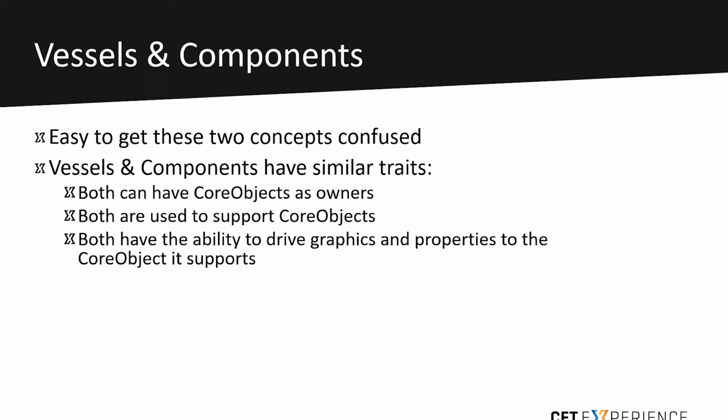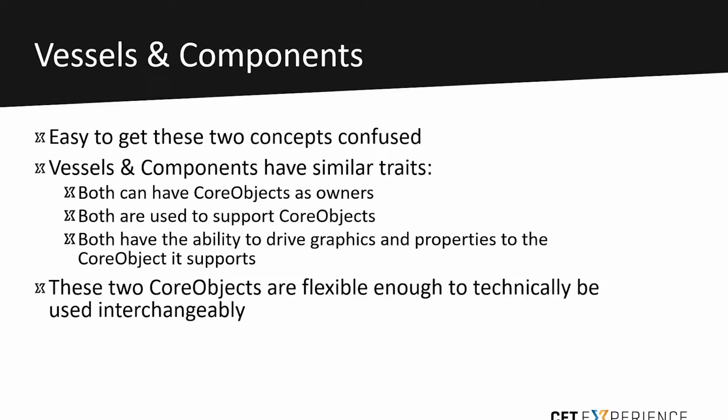So vessels and components, it's pretty easy to get these two concepts confused. They both have some similar traits. They both can have core objects as owners. They can essentially support core objects that they then live on. Like I said, they're both used to support core objects, and both have the ability to drive graphics and properties to the core objects they support. If you really wanted to, these two, vessels and components, are flexible enough to technically be used interchangeably. They have the capabilities to support other things similarly.